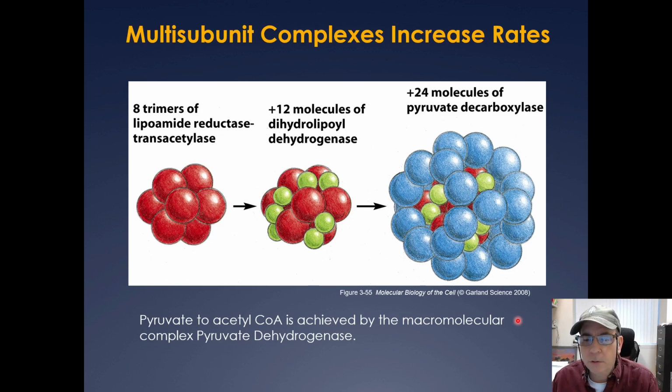Enzymes also are oftentimes composed into large multi-subunit complexes. And the idea here is that you want to increase the rates of reaction. Okay, and so in this case, we're looking at pyruvate dehydrogenase, and it's actually composed of 8 trimers of lipoamide reductase transacetylase and dihydrolipoyl dehydrogenase, 12 molecules of that, and then 24 molecules of pyruvate decarboxylase. And these all come together to help convert pyruvate to acetyl coenzyme A. And that's the real goal of this whole complex.